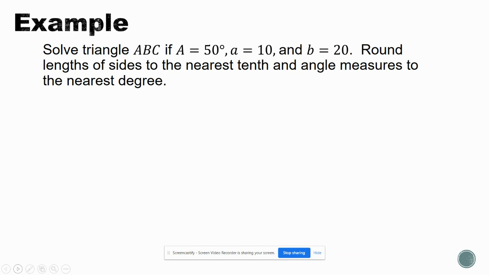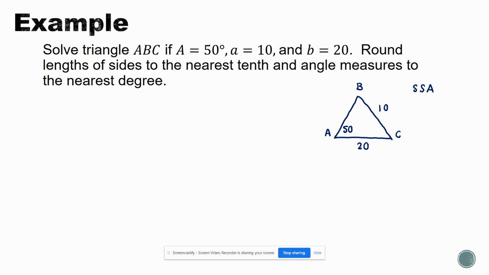If I take a look at the second example, we are solving triangle ABC. Once again, I'm just going to sketch it randomly. Say, okay, that once again is A, B, and C. I'll plug in the information that we are given. We're given that angle A is 50 degrees. The side of A, so the side across from it, is 10, and the side of B, so down here, is 20.